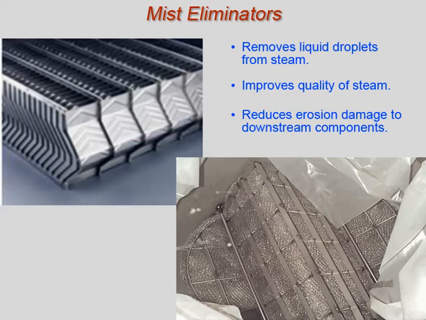One method is using a set of baffles which force the steam to rapidly change direction. The heavier water droplets cannot make the direction changes as easily as the steam and fall back into the steam generator. The other means is by using a tightly woven stainless steel mesh. The water droplets collect on the mesh as the steam flows through and fall back into the steam generator.